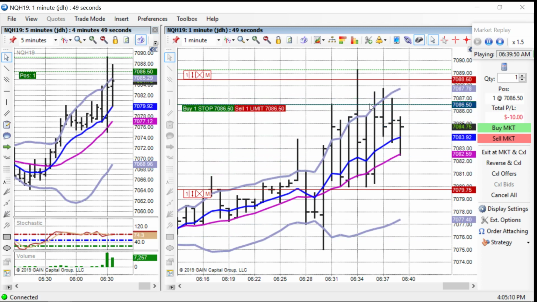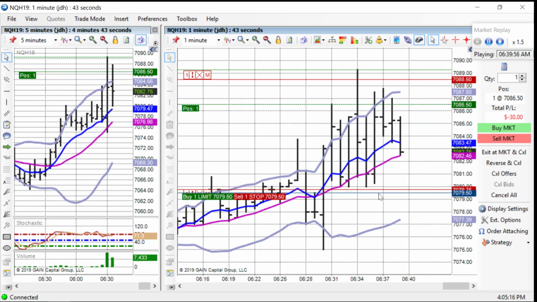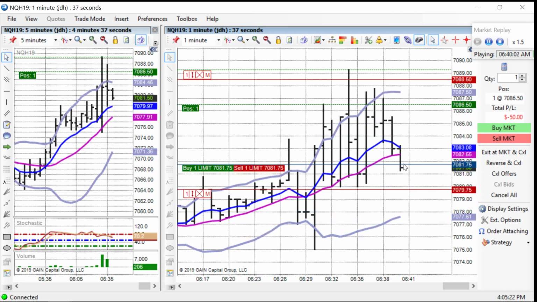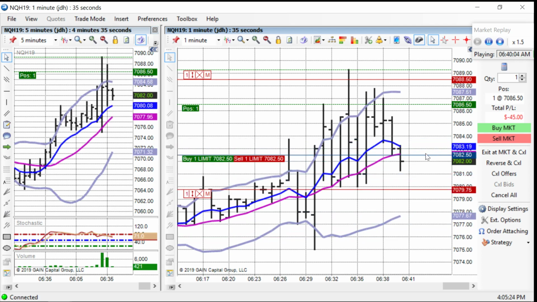That was a horrible fill, but you know, I'm going to show the ugly stuff too, so you have a good idea of why timing is so important. Oh my God, that looks like a reverse. It might not give me another chance.